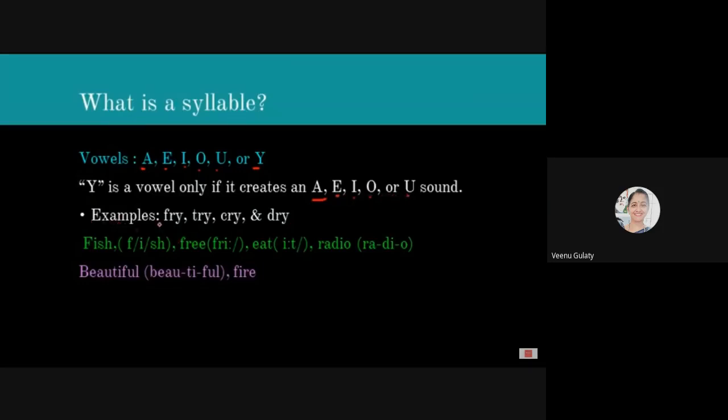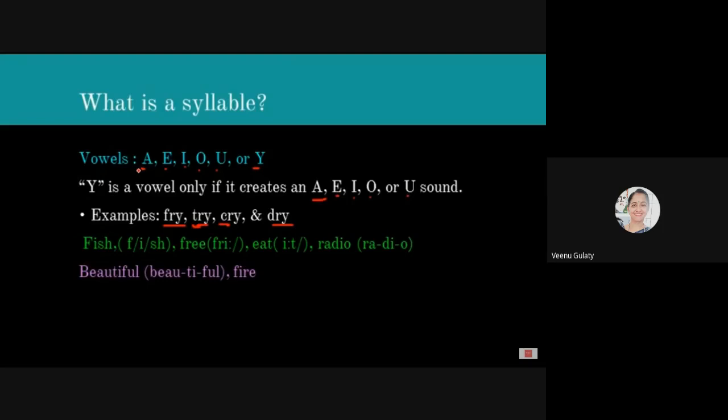For example, fry. In fry, Y is acting as a vowel I. In this word, try, if you pronounce try, Y is acting as vowel I. Cry and dry are the same, like fry and dry. So in these words, Y is creating a vowel sound, I. And remaining letters in the alphabet are called consonants. So vowel sounds give words shape or their volume.